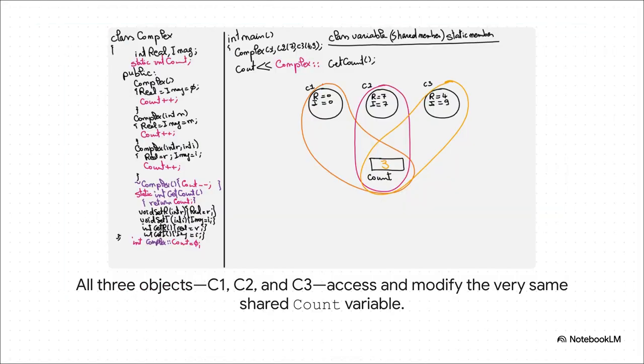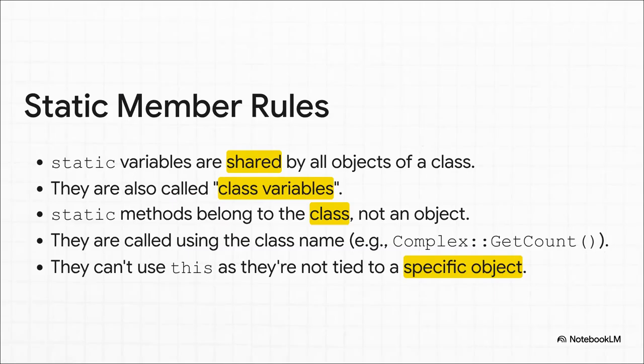And this diagram shows it perfectly. See how the three objects C1, C2, and C3 don't have their own little count variables inside them? Nope. Instead, they are all wired up to that one central shared count. When C1 changes it, C2 and C3 see that change instantly. And it's not just for data. You can also have static methods. These functions belong to the class as a whole, not to any one object. That's why you call them using the class name itself.